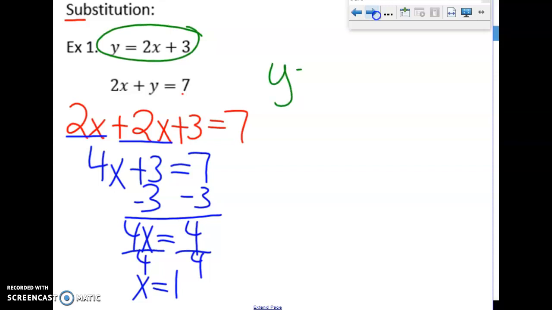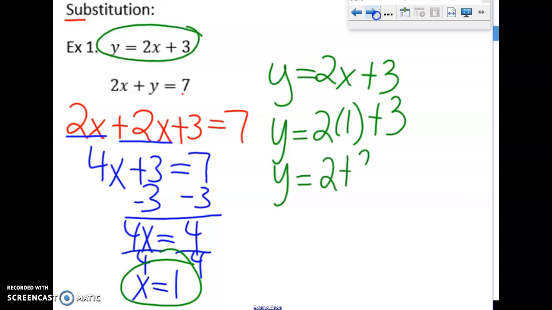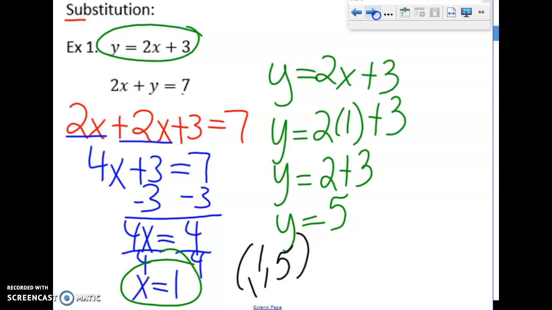So I'm going to take the equation y equals 2x plus 3 and substitute in 1 for x. Why is that? Because I just solved and know that x is equal to 1. So this ends up being y equals 2 plus 3 and a y value of 5. Now again, we're talking linear equations, which could be graphed, so we could write this as the point (1, 5), the x value and the y value. And we'll see what that means in a little bit when we start using our graphing calculator.